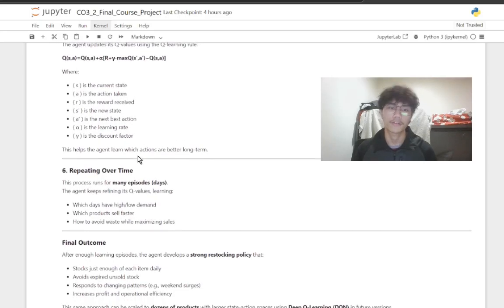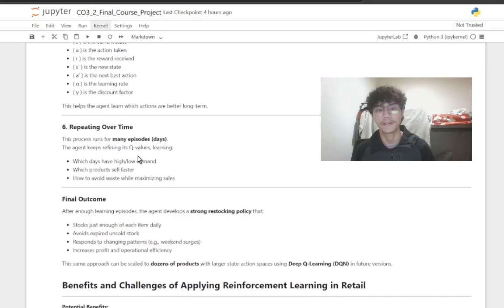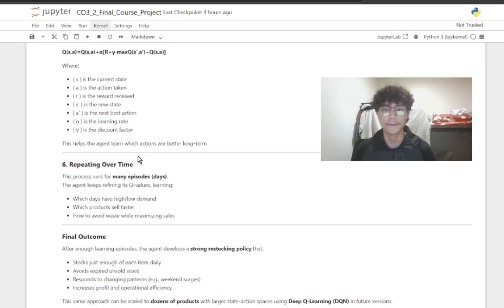Now, while reinforcement learning offers huge benefits like continuous learning and hyper-personalization, it comes with challenges because it requires massive amounts of data, a carefully designed reward function, and significant computational power to train effectively.